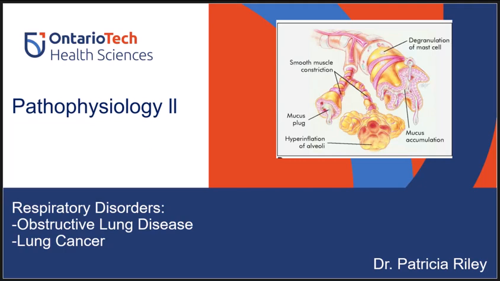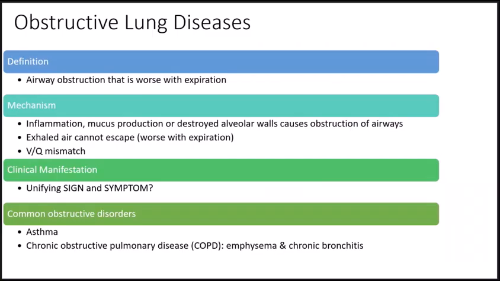In this recording, I'm going to be discussing obstructive lung disease and lung cancer, which are respiratory disorders. Obstructive pulmonary disease is characterized by airway obstruction, and this airway obstruction is worse with expiration. So in other words, individuals affected by obstructive lung disease will require more force in order to breathe out air. So they'll have to use their accessory muscles of expiration more than what is considered normal.